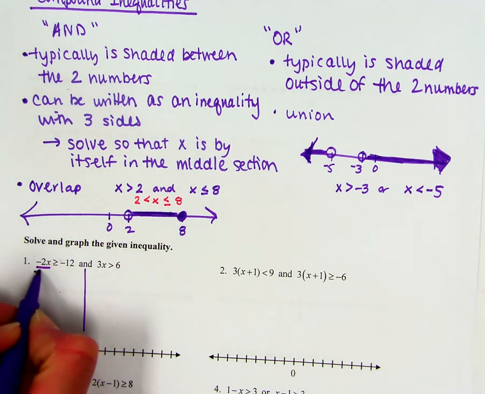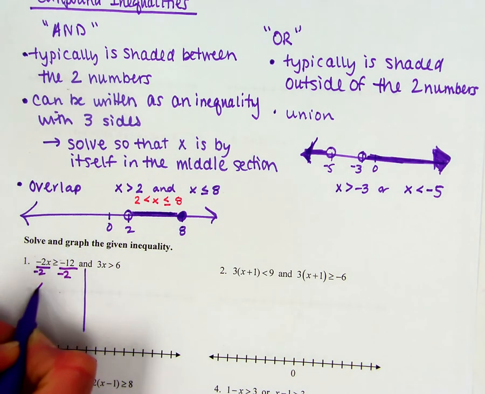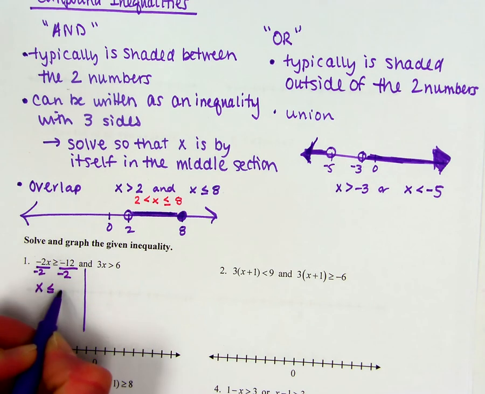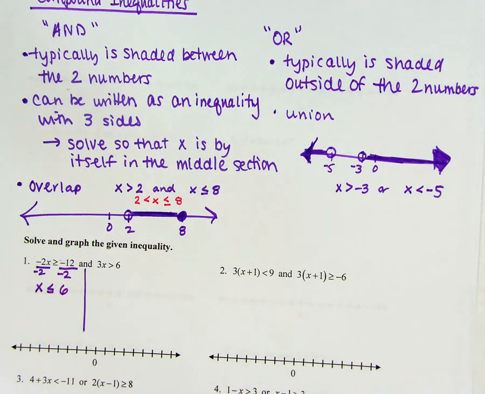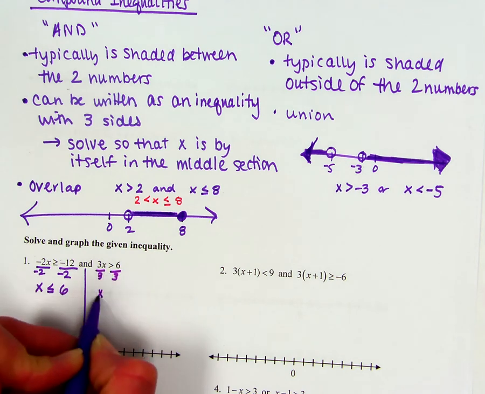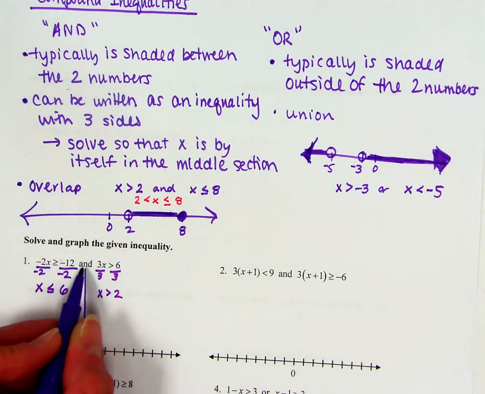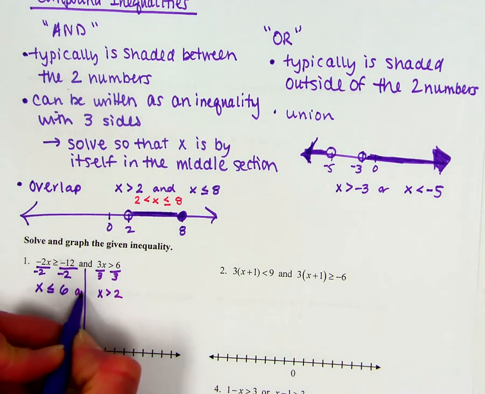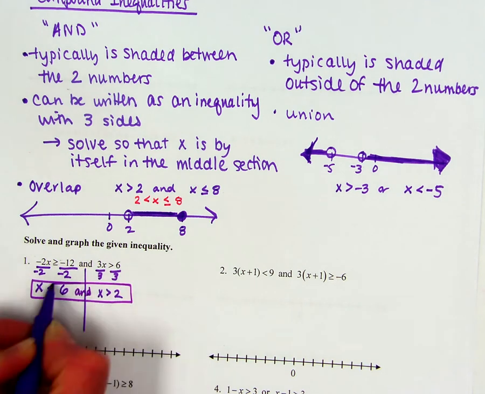All right, so to get x by itself, we're going to divide by -2. So we divided by a negative, therefore we need to flip the symbol. So it's x is less than or equal to 6. And then here we're going to divide by 3. 3 is positive, so we don't need to flip the symbol. All right, and then it's connected by the word and. So one way to list your answer is like this.